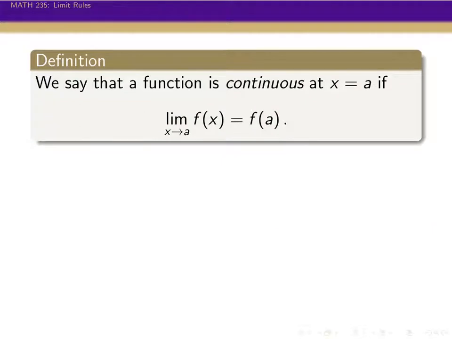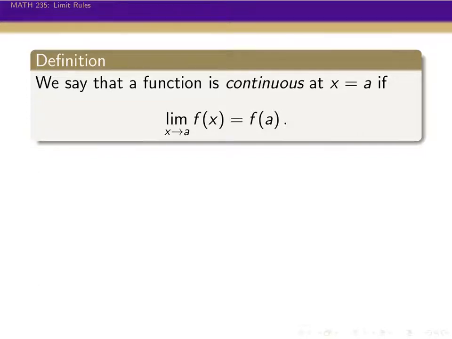Okay, so now let's start talking about continuity. What continuity means is that the value of the function is equal to the limit of the function as you approach it. So we say that a function is continuous at a value x equals a if the limit of the function as x goes to a equals the actual value of the function.